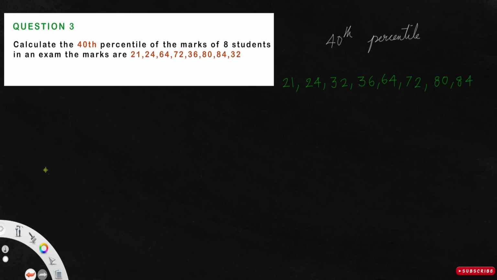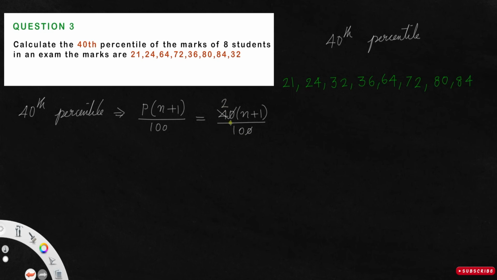So the 40th percentile. First we need to find the position. For the position, we have the formula P into n plus 1 upon 100. So here P is 40. So 40 into n plus 1 divided by 100. Cancel this 0. In 4, 2 will be 2 times. In 10, 2 will be 5 times. So this can be simplified as 2 into n plus 1 divided by 5. Okay, so that's the position of the item.